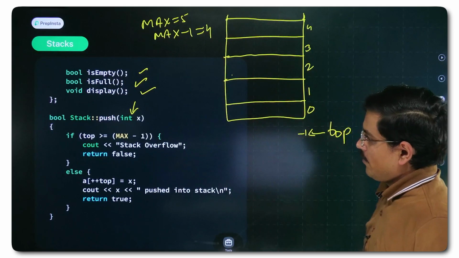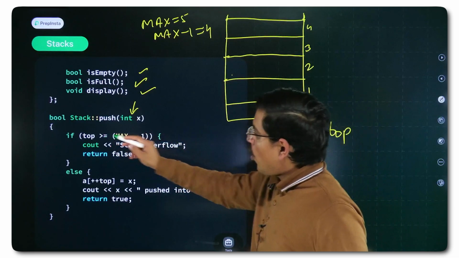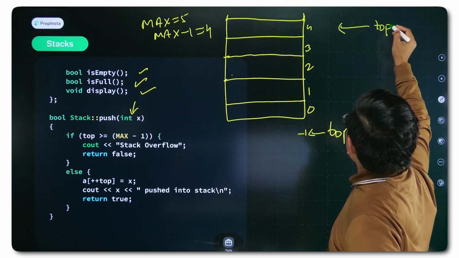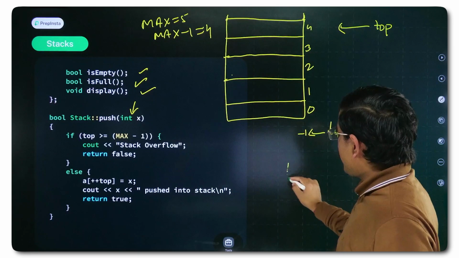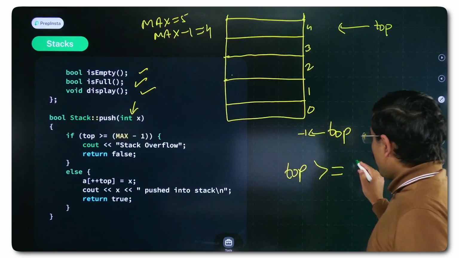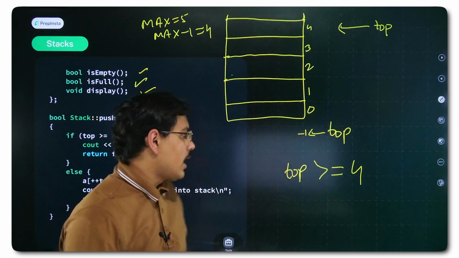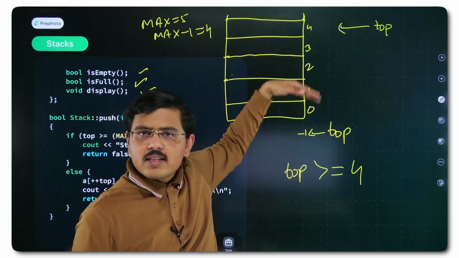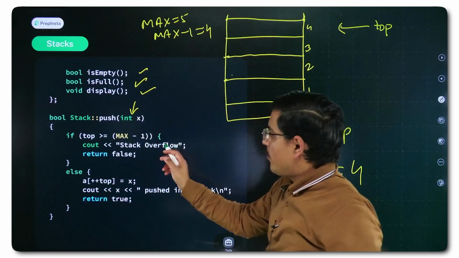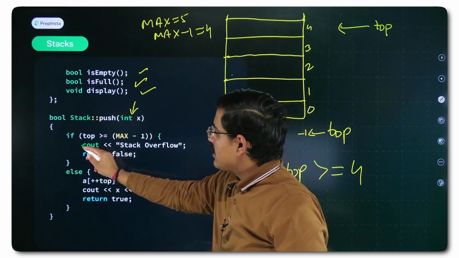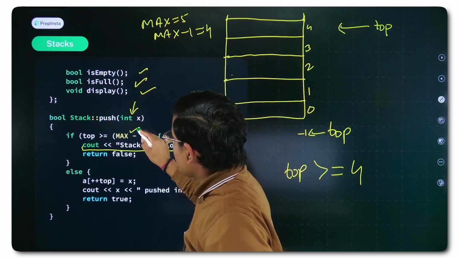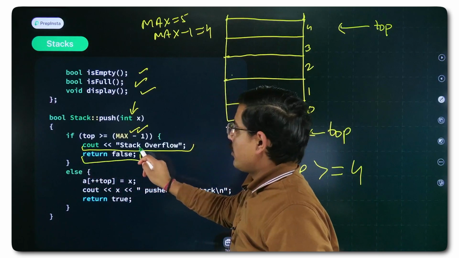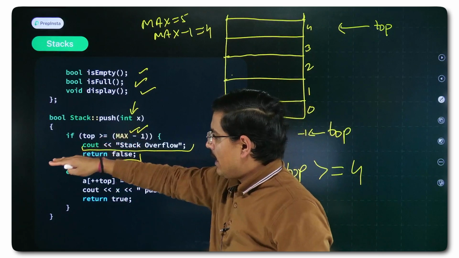Now if you carefully see, what I am checking is if top is greater than equal to max minus 1, which means if top is pointing to here, or it is more than that, if top is greater than equal to 4, which basically means either it is 4 or above, then the stack is full. You know that the stack is full, then it is an overflow condition, fine. So what will you print? cout overflow.